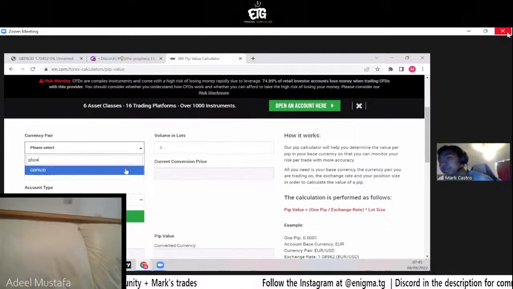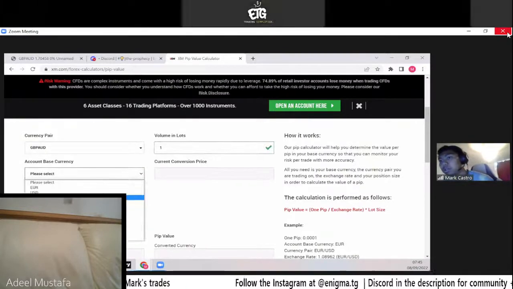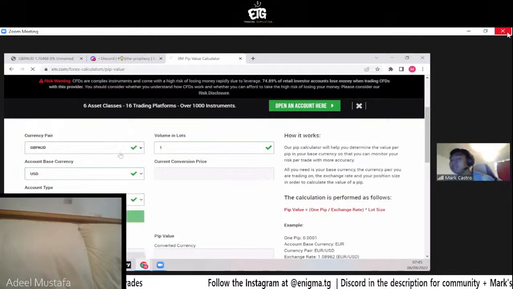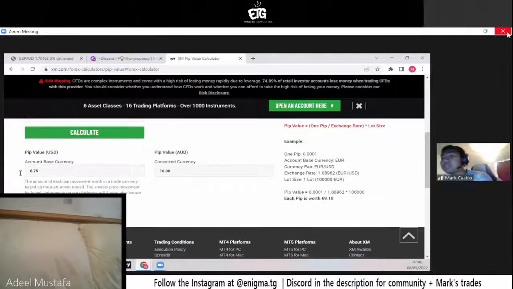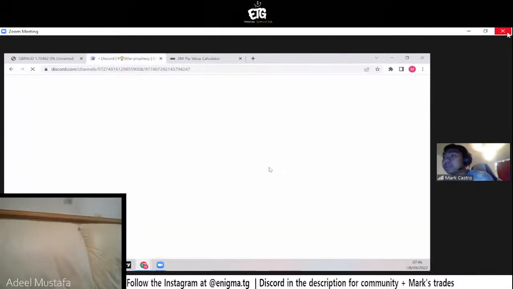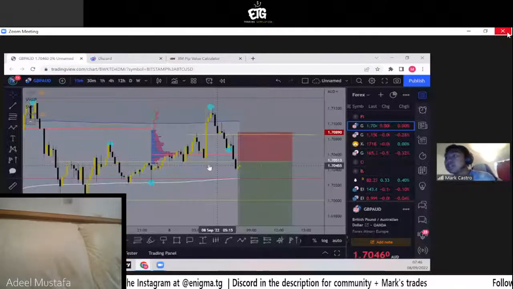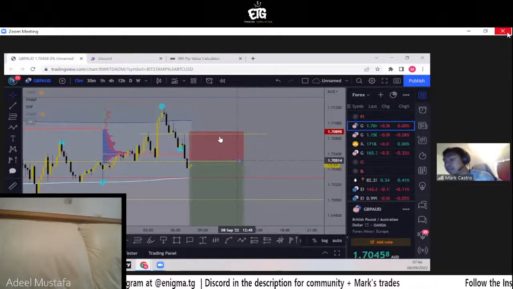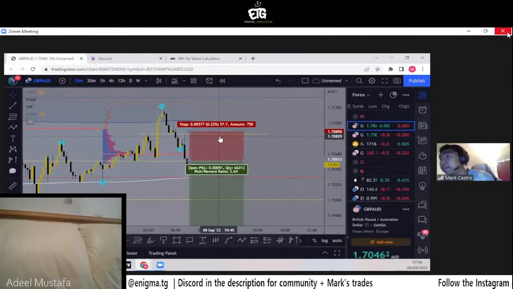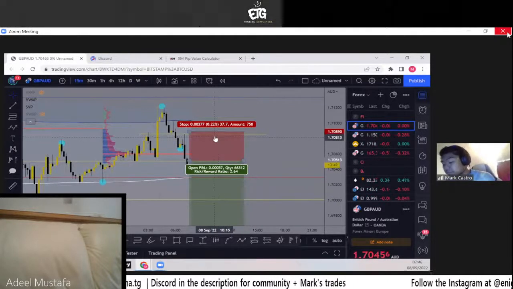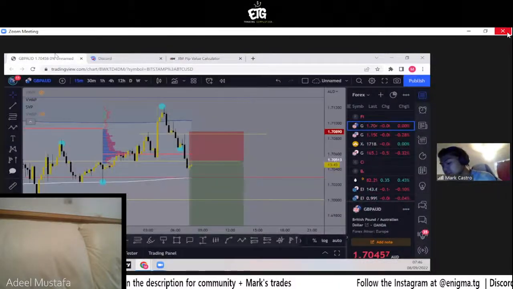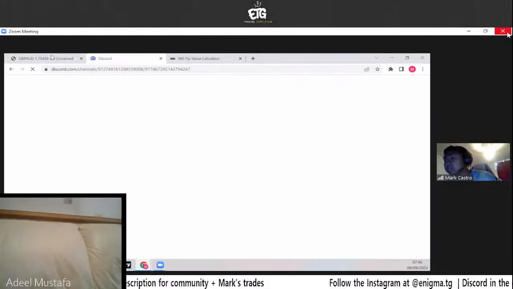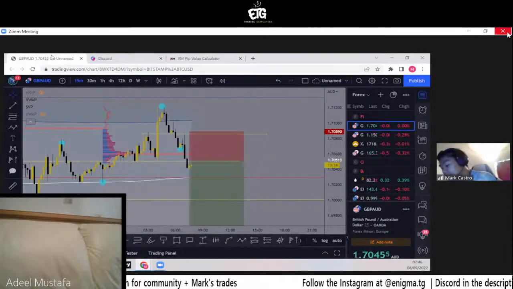GBP AUD, one lot. Because I trade US dollar, I'm going to put account currency base USD. And then what you want to do is get this number over here down there. And it's as simple as going, okay, how much money am I willing to risk, divided by the total amount of pip count, which is there, 37.7, and then divided by the pip value, which is 6.75. There we go. And the answer is your lot size.